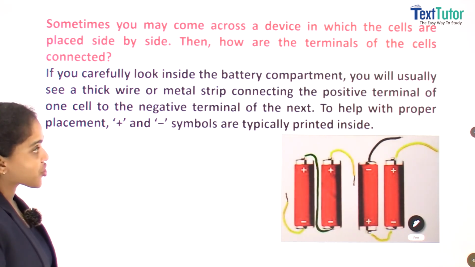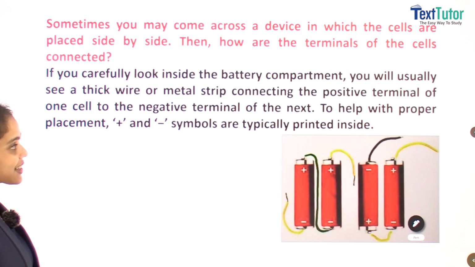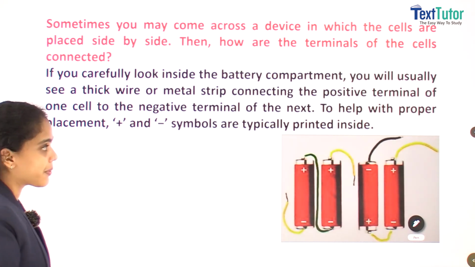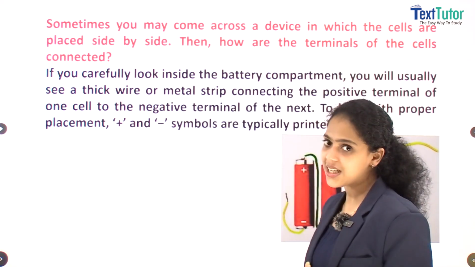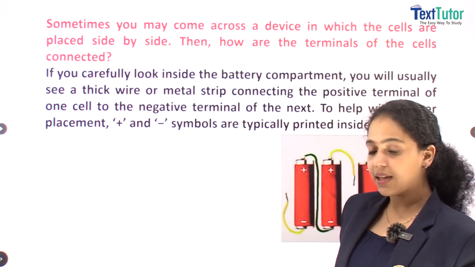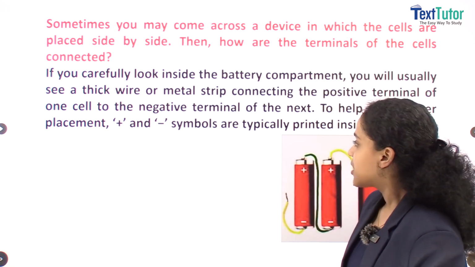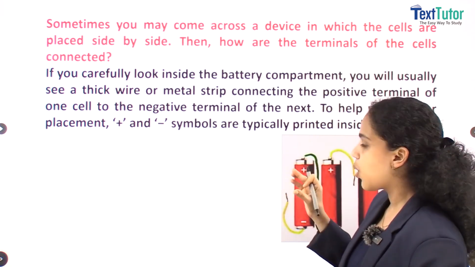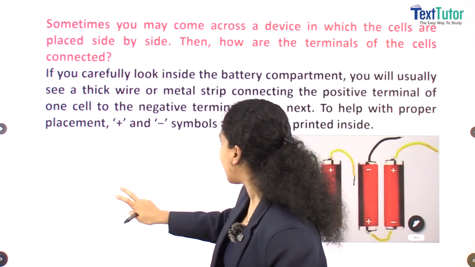Metal strips connect the positive terminal of one cell to the negative terminal of the next. To help with the proper placement, positive and negative symbols are typically printed inside. In some of these compartments, the positive and negative terminals are printed on it. So while observing the compartment, we can understand the positive and negative terminals of the cell.